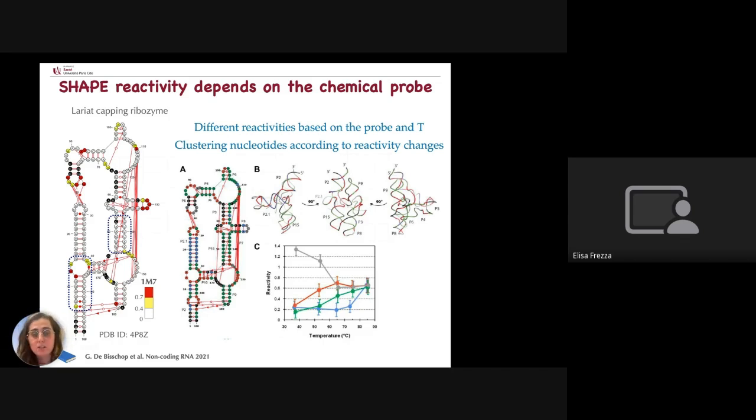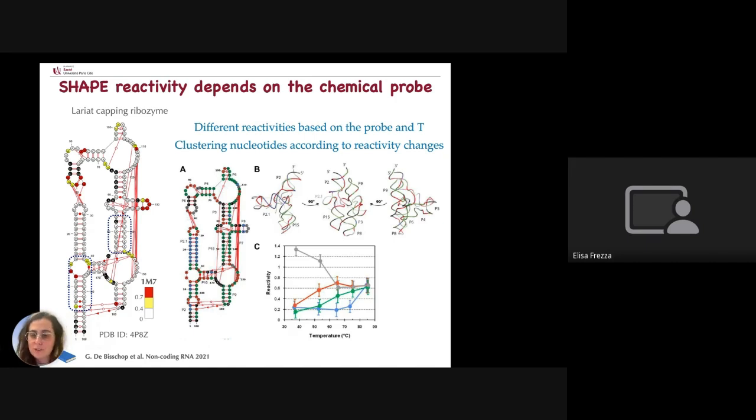Meaning that there is a region where, if you look here, the plot decides to classify a nucleotide based on the reactivity changes. And we observe that, for example, the blue one has a change of reactivity that occurs very late, because it is very constant along the temperatures, meaning that there should be some regions that are highly paired, like a nuclear helix. And on the contrary, there are regions whose reactivity changes along the temperature.